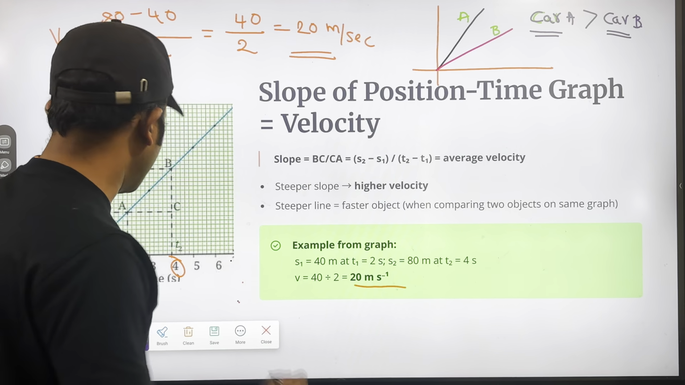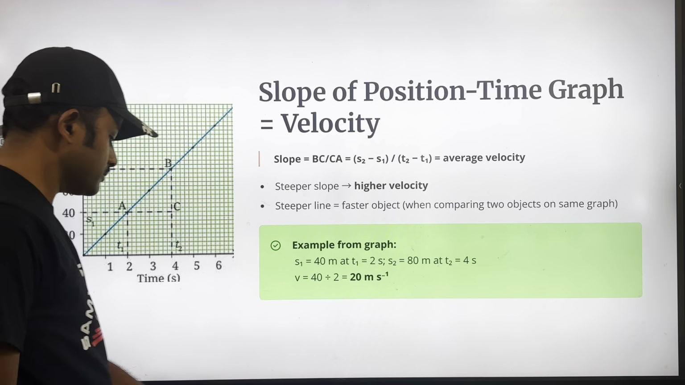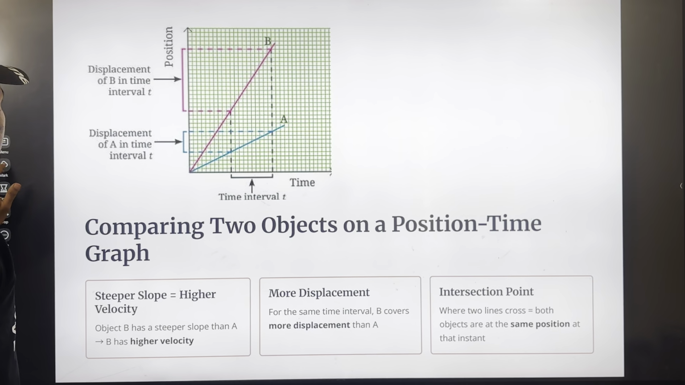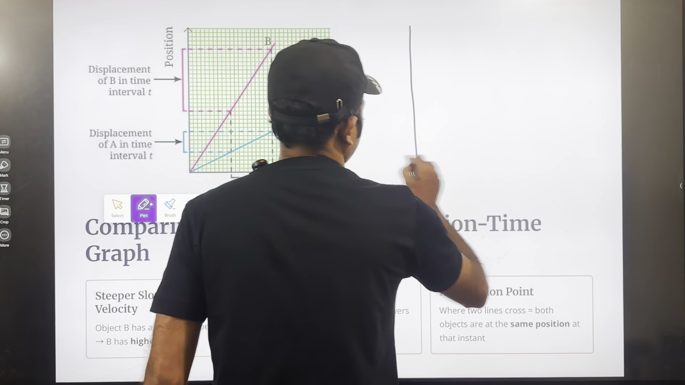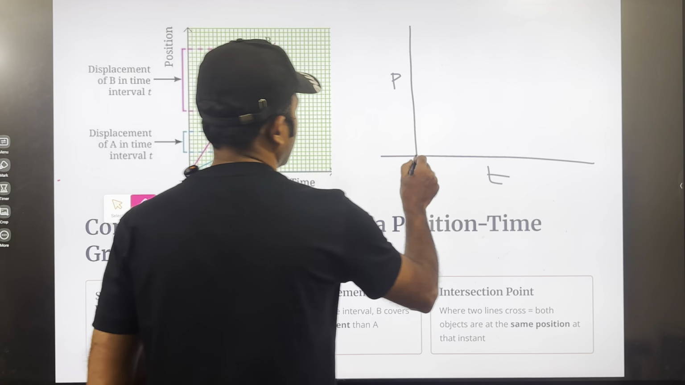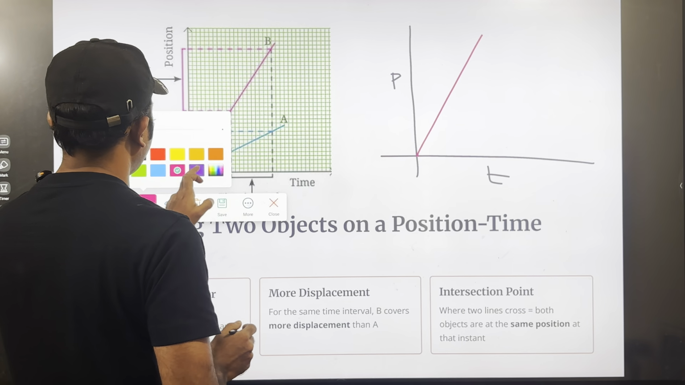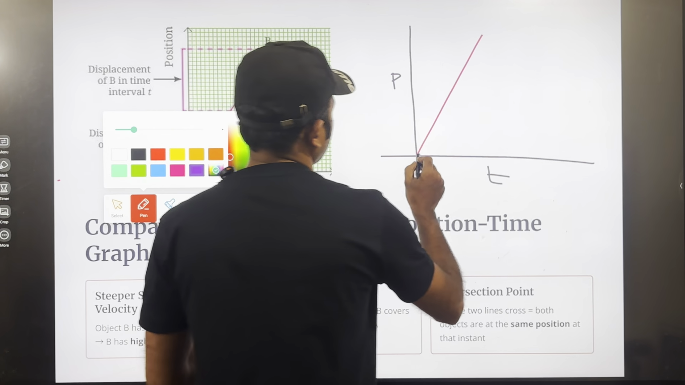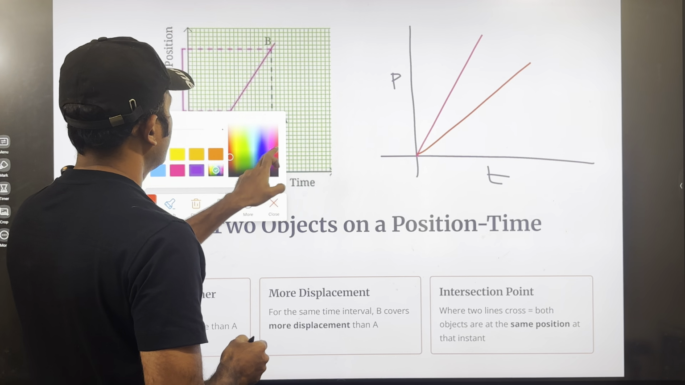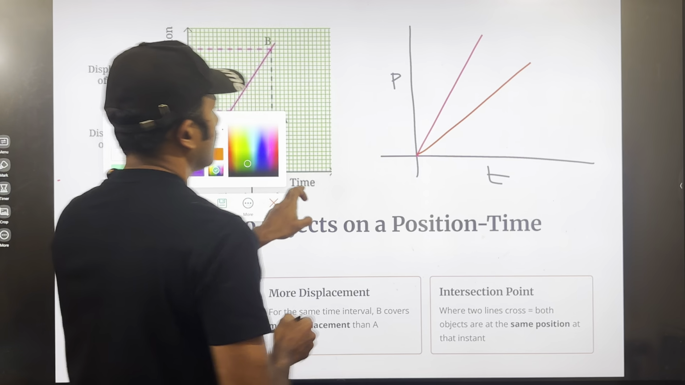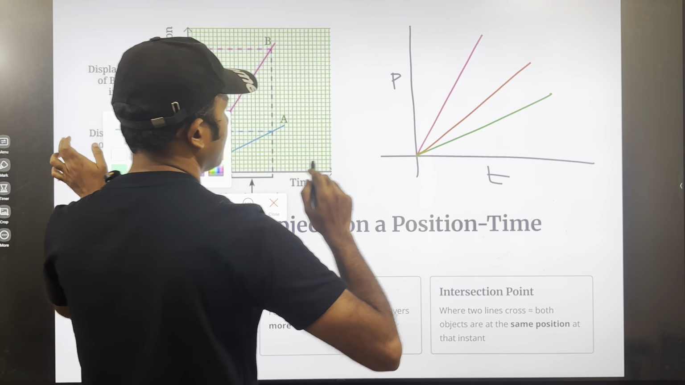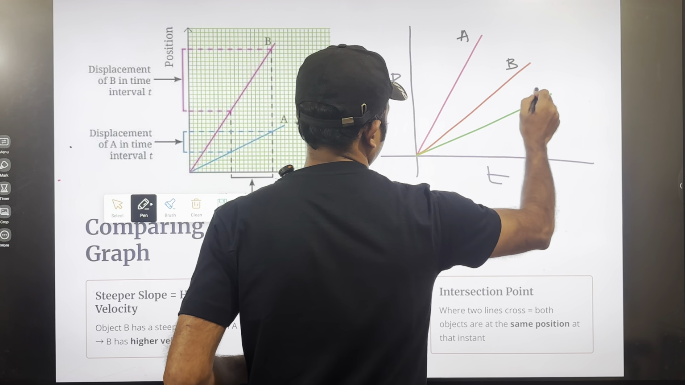Let us take another example. Here they have taken car A and car B. In this same position-time graph, I am plotting three lines. This is car A, another graph is car B, and another is car C. This is car A, car B, car C.